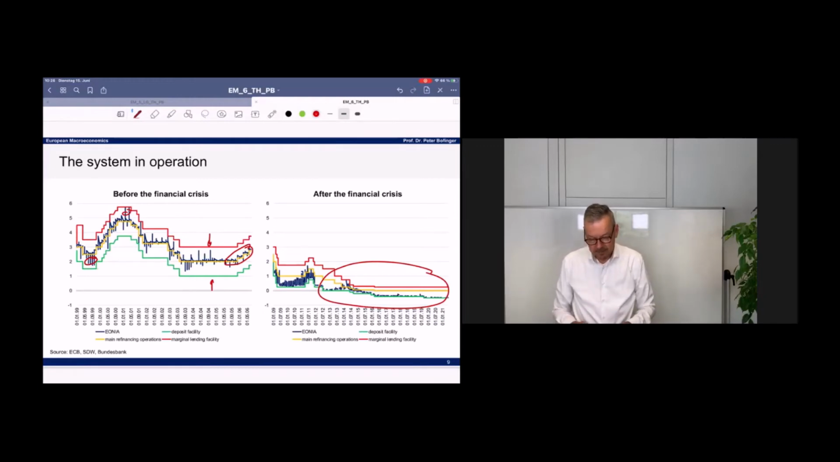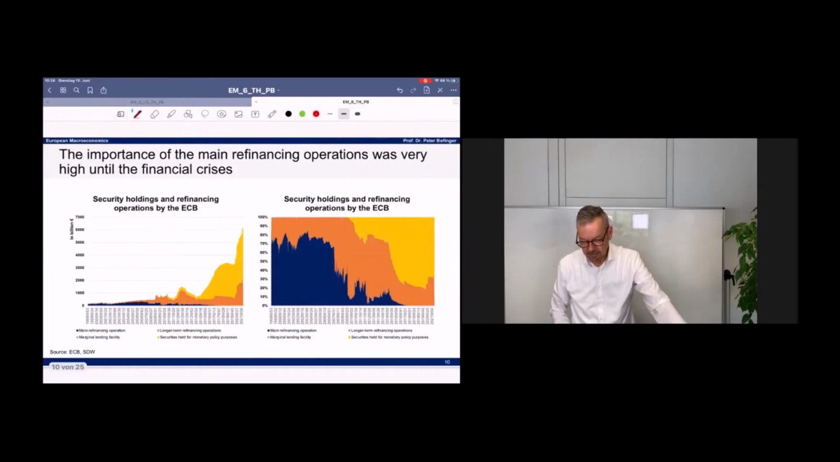So this shift in the money market control of the ECB is also reflected by the importance of the instruments.